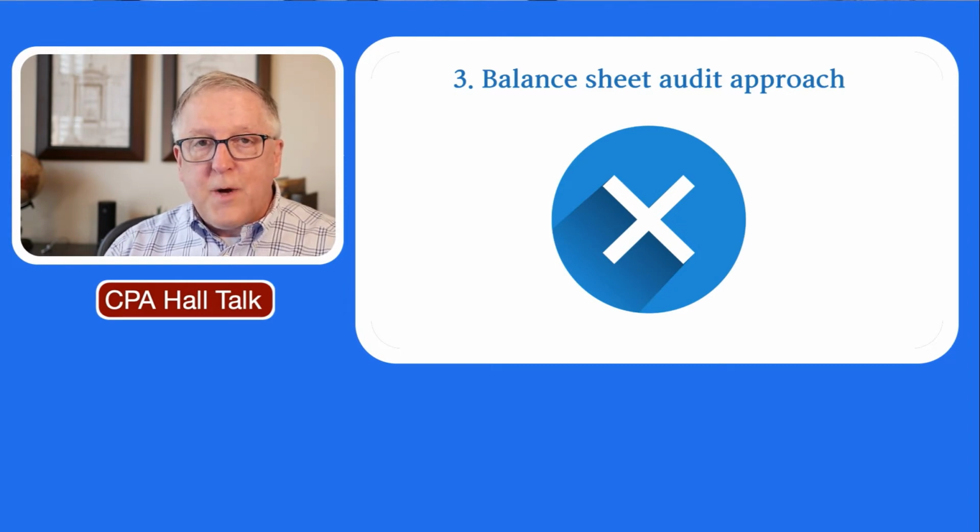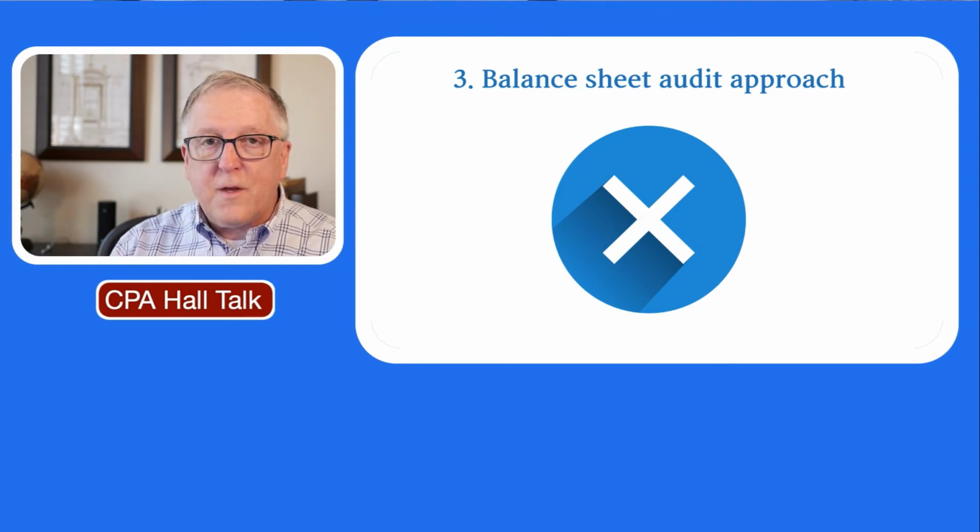And this goes back really 30, 40, 50 years ago. It's the way people used to audit. We'd audit cash, receivables, inventory, debt, payables, equity. We'd audit each of those balance sheet accounts and then really not give much attention to the income statement.